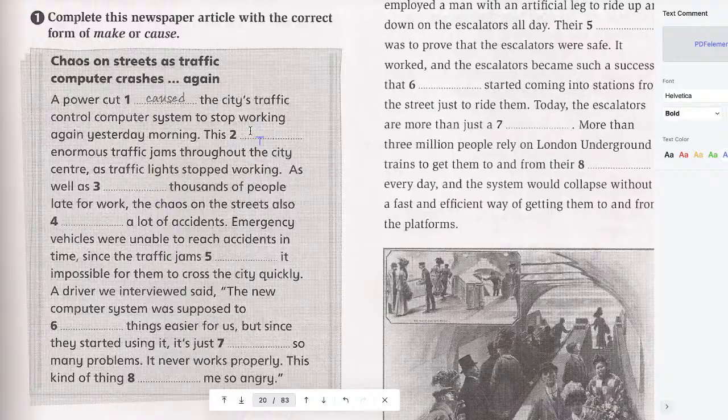Can you see the answer? Now you listen and write.